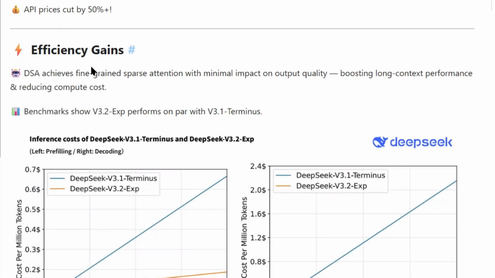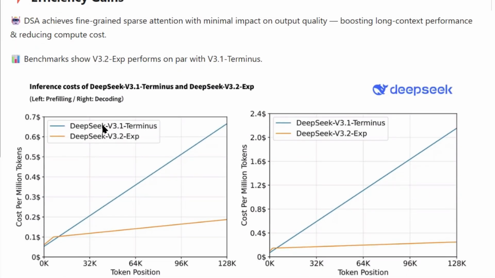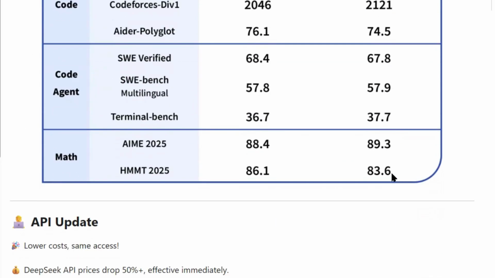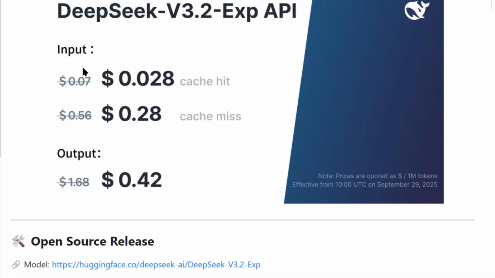DeepSeek released version 3.2 experimental. This is their follow up to version 3.1. They added something called DeepSeek sparse attention. Stick with me because this changes everything.